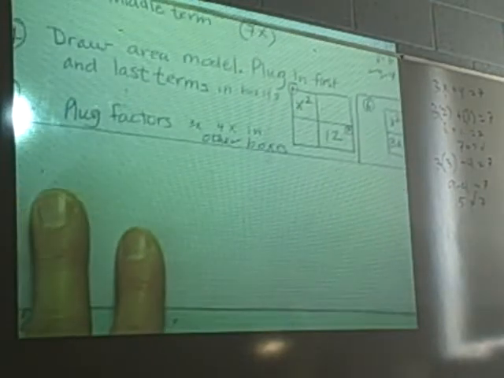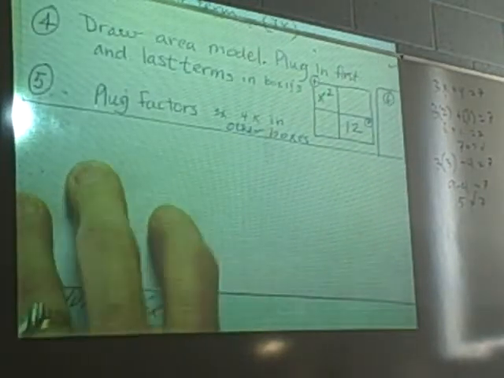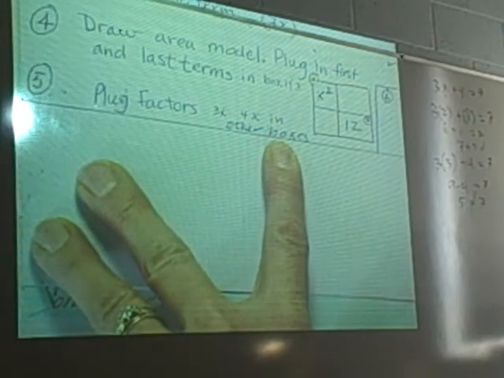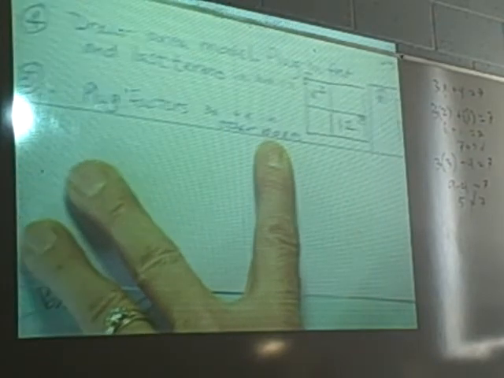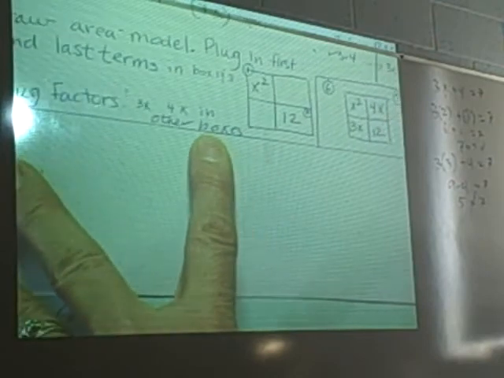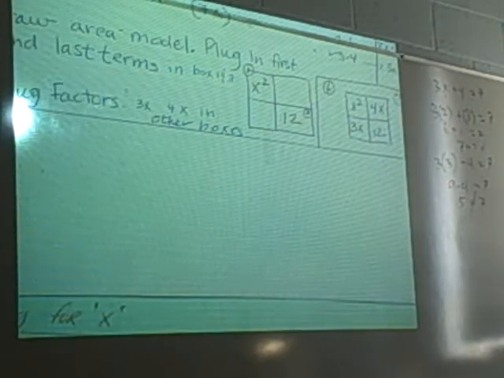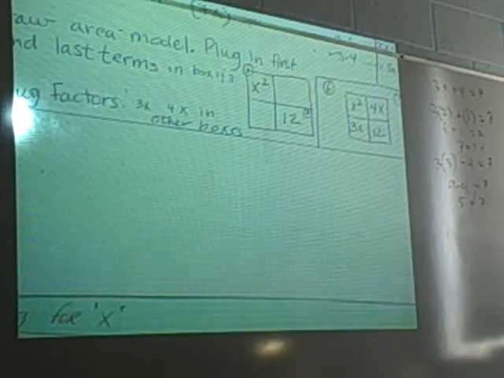Step 5 is plug in factors 3 and 4 in the other 2 remaining boxes. But would you break it up as x plus 4 and x plus 3? I know that they're both positive, so I didn't write the plus signs in. Do you plug in 3x and 4x, or 3 and 4? 3x and 4x, because they have to combine to be 7x. Okay?